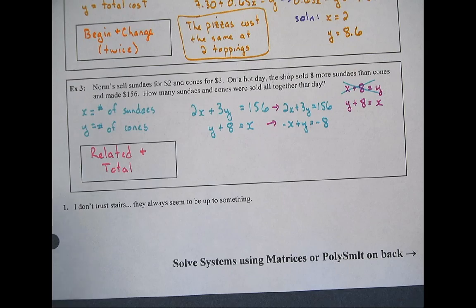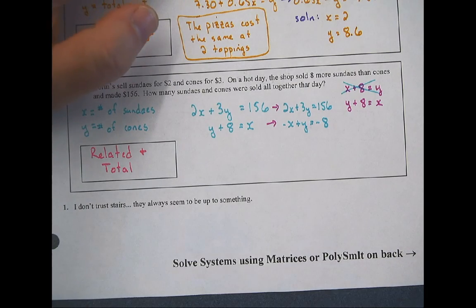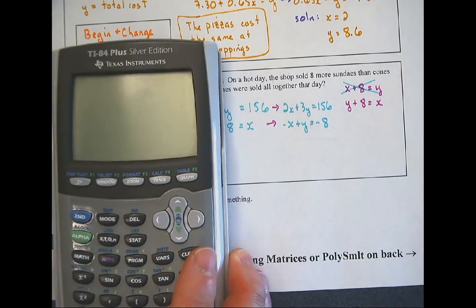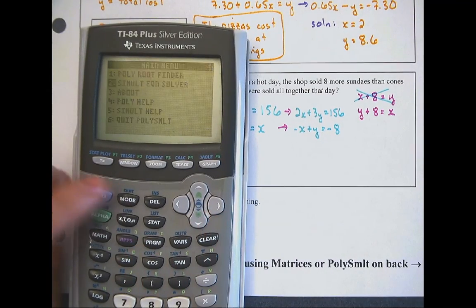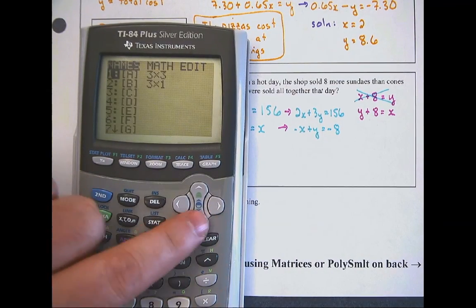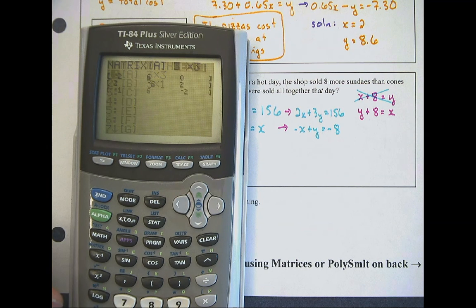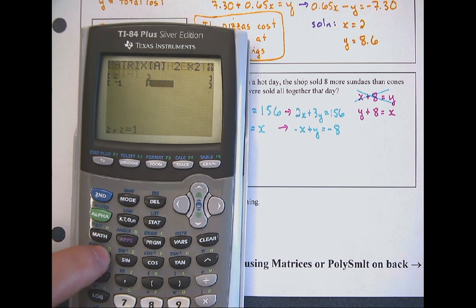From here, what haven't I done yet? I'll do A inverse B this time. So I need to make my A matrix. Need to go into matrix. I need to make my A matrix, so I'm going to edit. It's a 2 by 2. 2, 3, -1, and 1. Going to make my B matrix, which is a 2 by 1. That's 156 and -8. Quit.